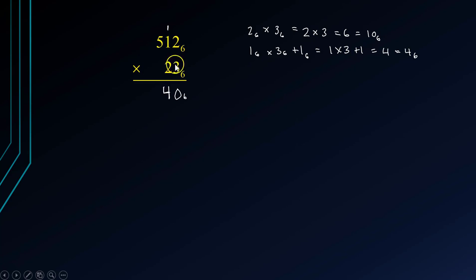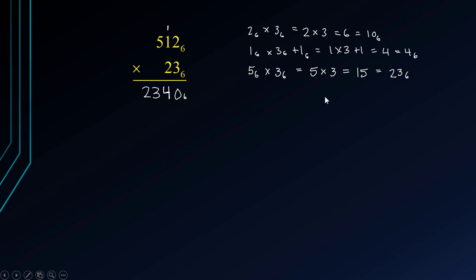Now I'm going to do the 5 base 6 times the 3 base 6, which, again, both of these digits are the same in base 10. When I do 5 times 3, I get 15 base 10. In a base 6 system, that means I'm going to have 2 6s plus 3 left over, so this is going to equal 23 base 6. And so I would write 23 here. Now that takes care of the multiplication for the first digit.